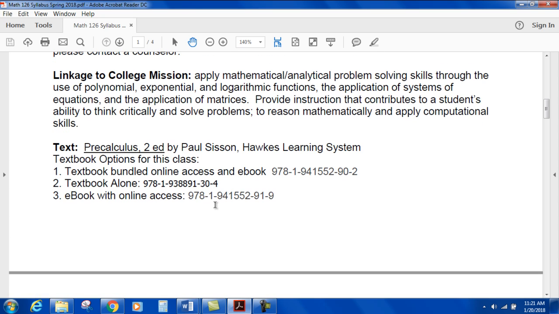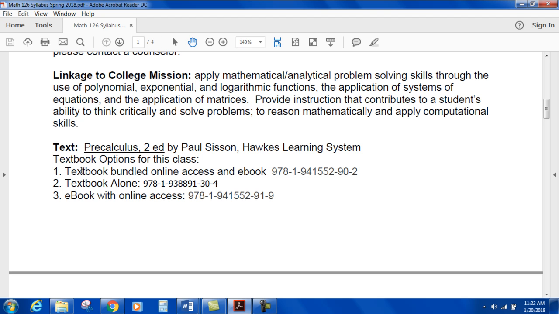Linkage to the college mission: apply mathematical analytical problem-solving skills through the use of polynomial, exponential, and logarithmic functions, the application of systems of equations, and the application of matrices. Provide instruction that contributes to a student's ability to think critically and solve problems, to reason mathematically, and apply computational skills. So we're using Pre-Calculus 2nd edition by Paul Sison from Hawkes Learning System.